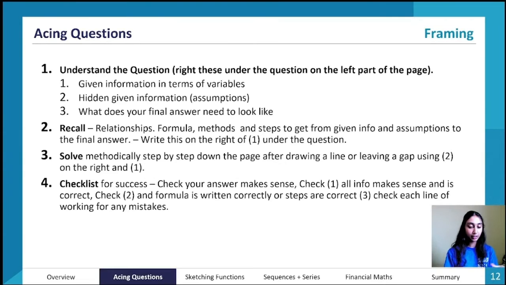So let me let you in on the secret. It's a little something called framing. So framing is just a 4-step way to go about a problem or a question more so.